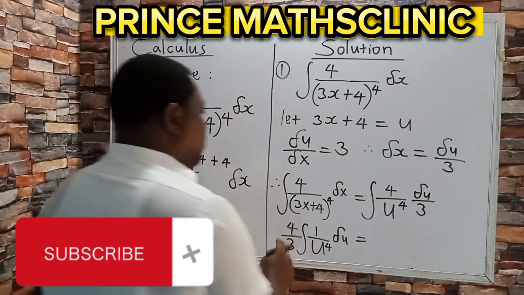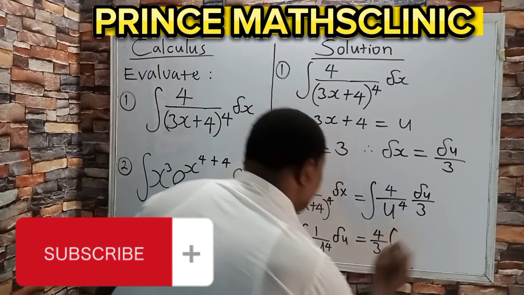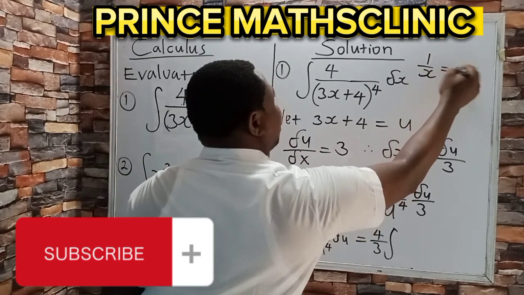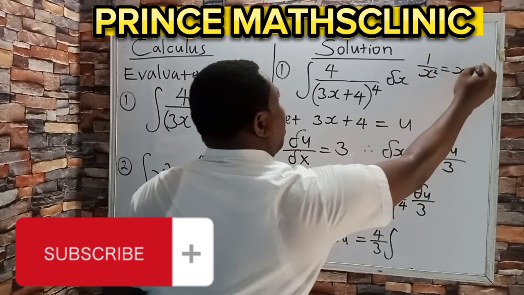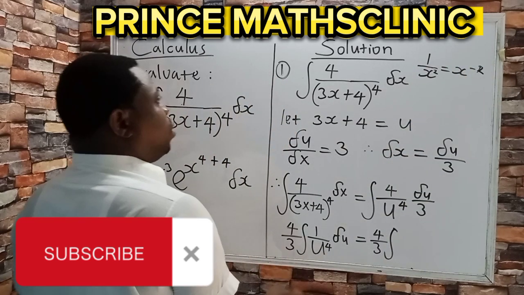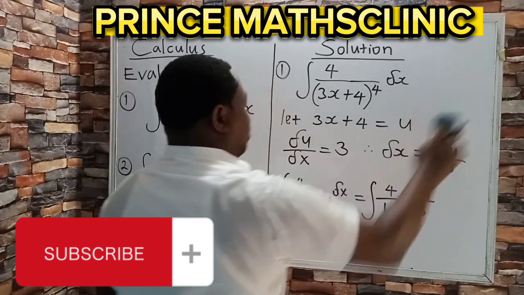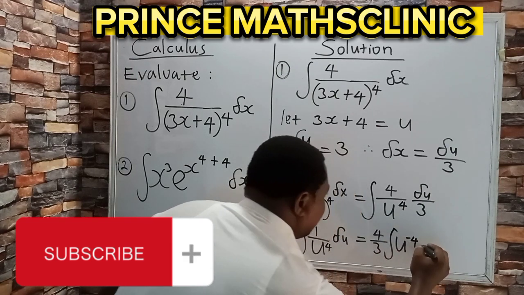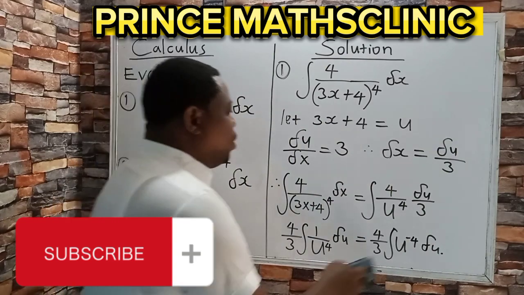This can be further simplified, because when you have 1 over any number, for instance, 1 over x can be written as x to the power of negative 1, and 1 over x squared can be written as x to the power of negative 2. So when you have 1 over u to the power of 4, it can be written as u to the power of negative 4, then du. Now, this is what I am going to integrate.